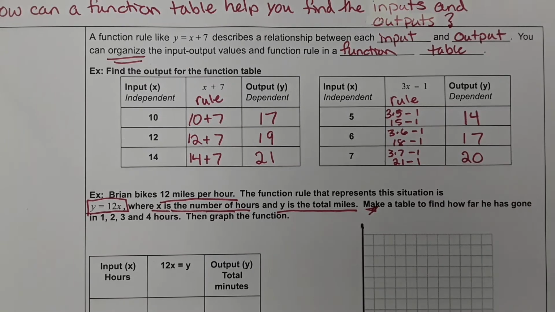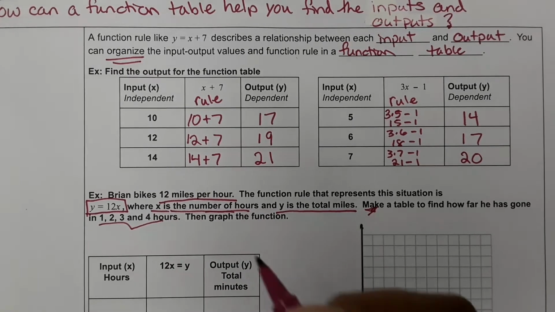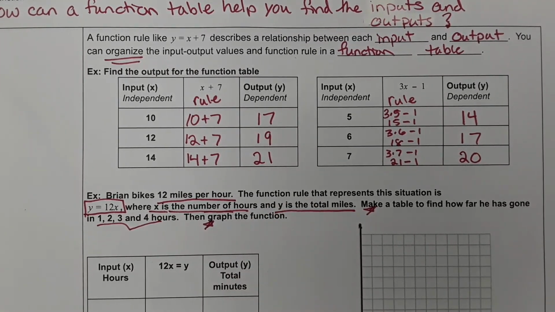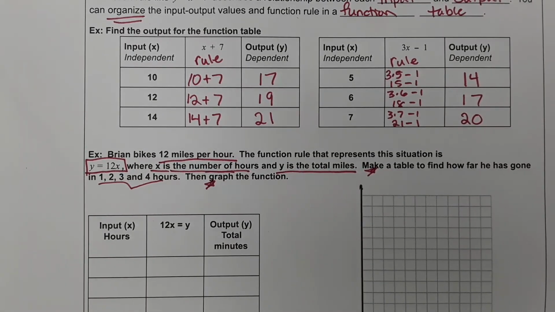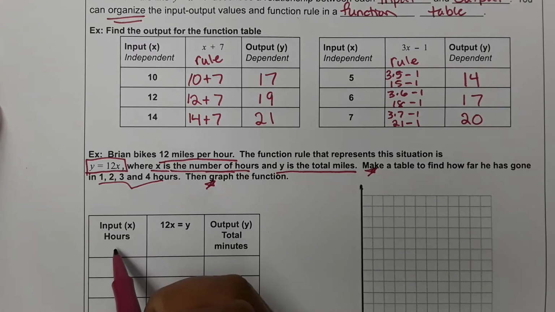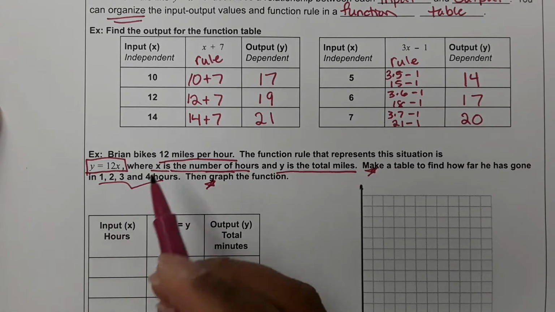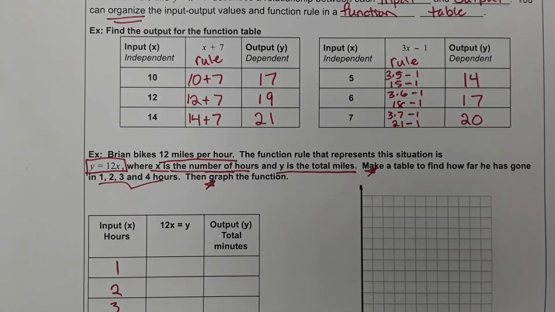Make a table to find out how far he has gone in the all-important 1, 2, 3, and 4 hours. And then our next thing to do would be to graph. So we have a lot going on in this problem. We're going to take it step by step so that we don't miss a part. We know x represents hours, and it told us we have to account for 1, 2, 3, and 4 hours. So those are the numbers we're going to use.